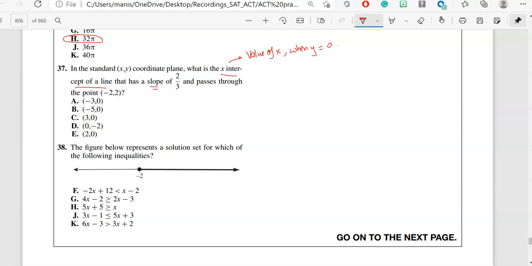In the standard xy coordinate plane, what is the x-intercept of a line that has a slope of 2 over 3? So this means they have given us a slope m equal to 2 over 3, and the line passes through the point negative 2 comma 2. These two numbers mean the value of y when x is equal to negative 2.